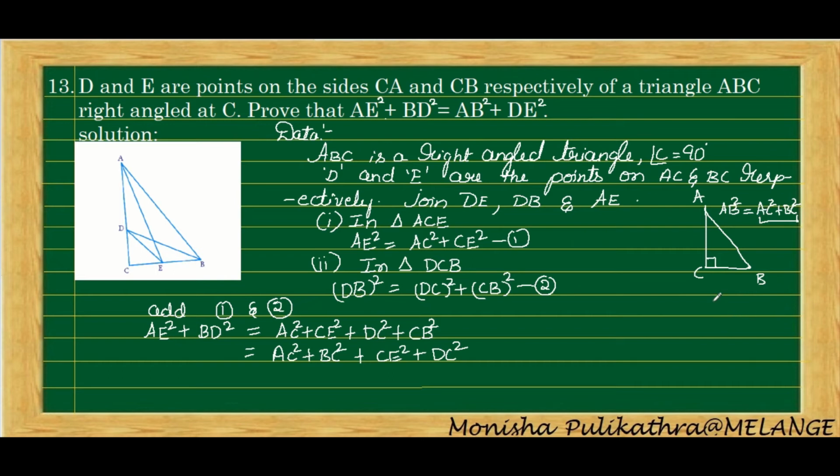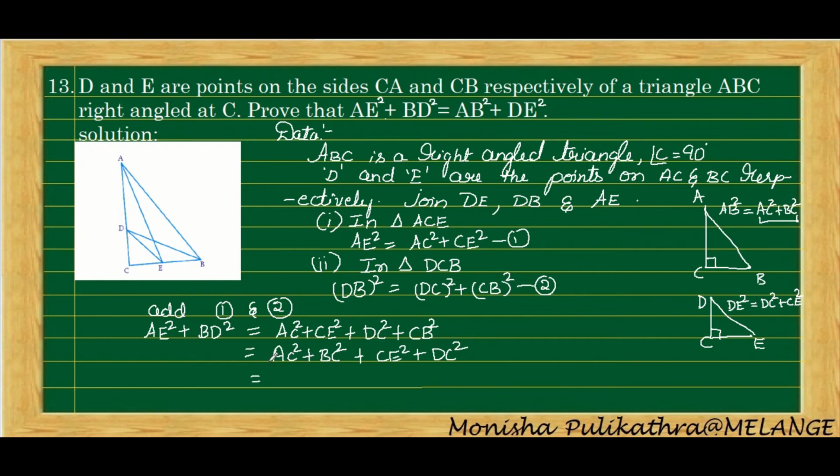Next, another small triangle, that is DCE triangle. Here angle C is 90 degrees. So in triangle DCE, if C is a right angle, then DE will be the hypotenuse, right? So DE square is equal to the sum of the squares on the other two sides, so DC square plus CE square. According to this, we have to substitute it.